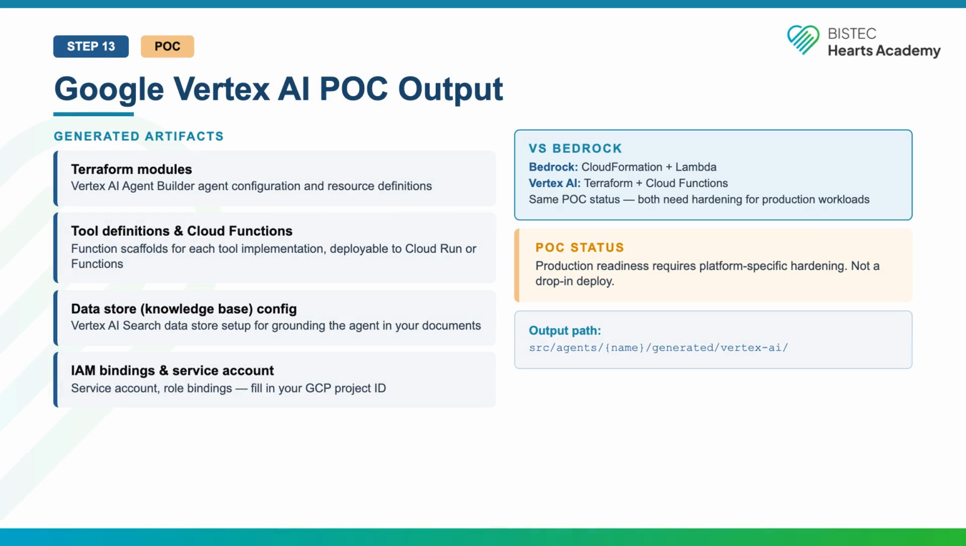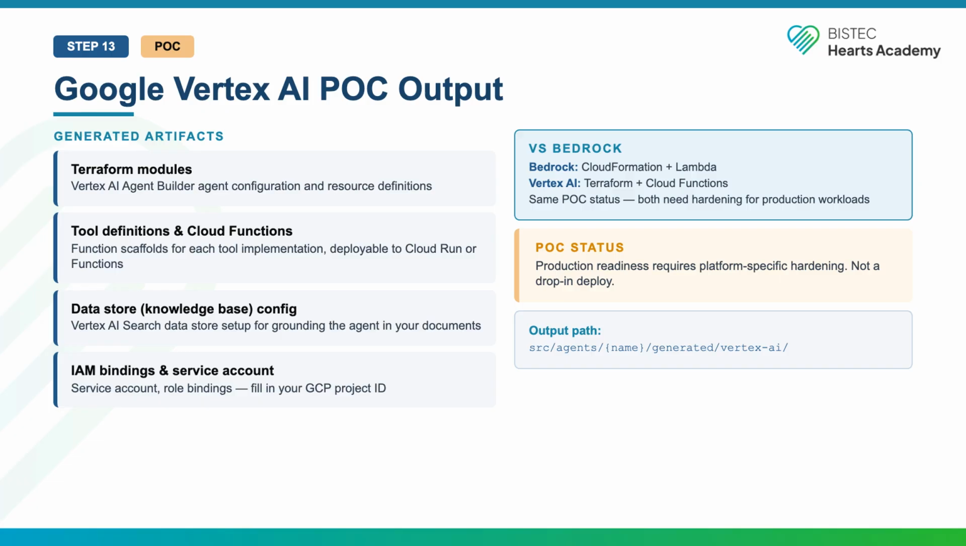Step 13 generates the Google Cloud equivalent. The Vertex AI output uses Terraform rather than CloudFormation, with Terraform modules that define the Vertex AI Agent Builder configuration and resource definitions. Tool definition files and cloud function scaffolds are produced for each tool implementation, deployable to either Cloud Run or Cloud Functions. For knowledge base grounded agents, the generator produces Vertex AI Search data store configuration. IAM bindings and a service account setup are included, with placeholder GCP project IDs to fill in before deployment.